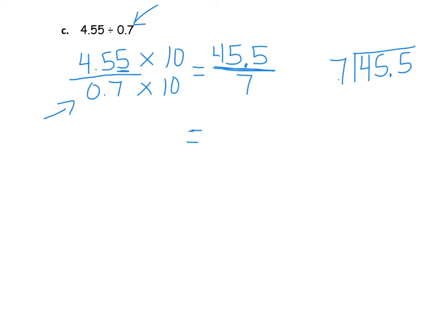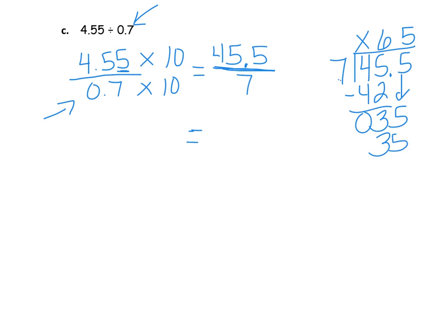4 divided by 7, or how many 7s fit into 4? I can't do it. 4 is too tiny. 45 divided by 7 is 6. 6 times 7 is 42. Subtract. 5 minus 2 is 3. 4 minus 4 is 0. Bring down the 5. 35 divided by 7, or how many 7s fit into 35? Well, I know that that's 5. 5 times 7, 35. Love when it balances to a 0.